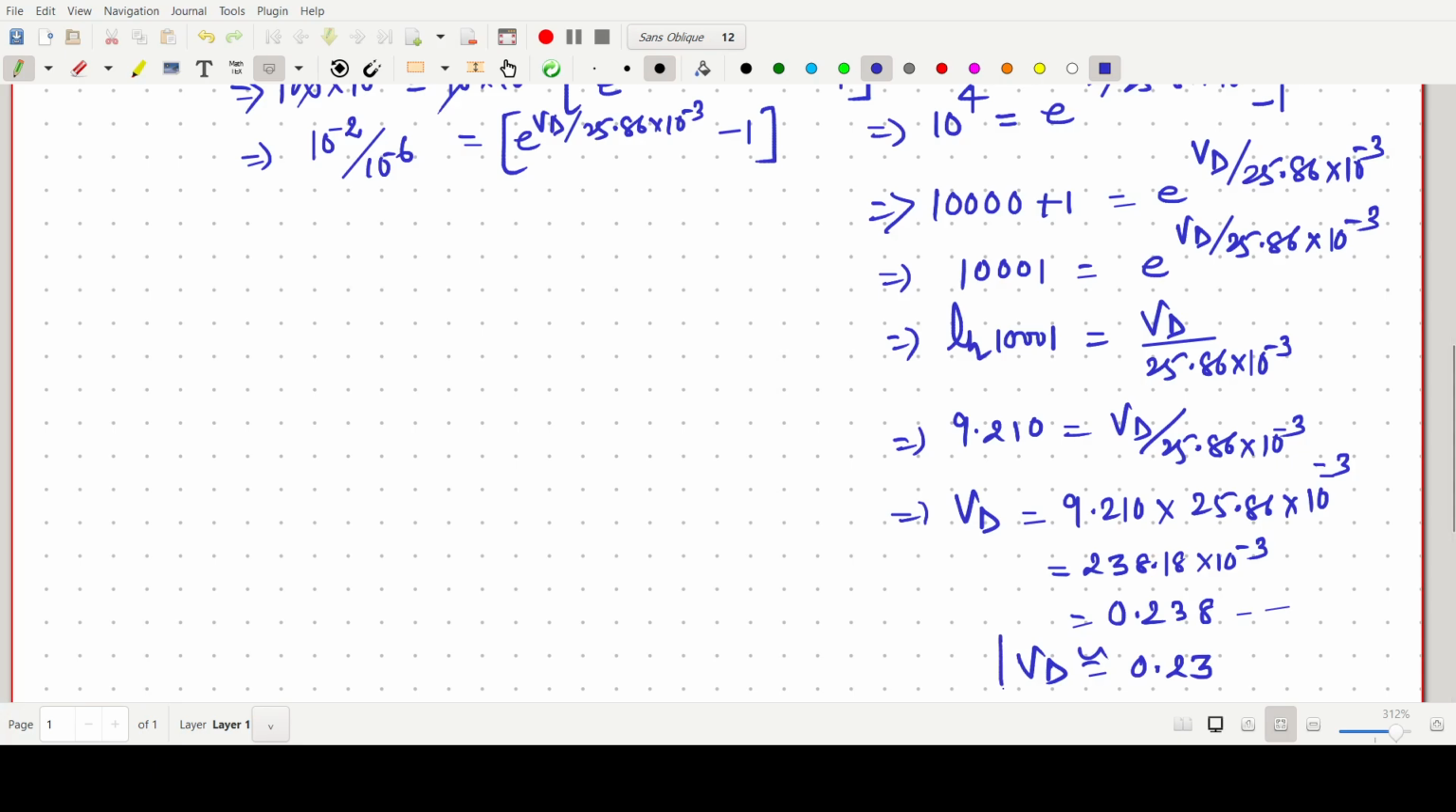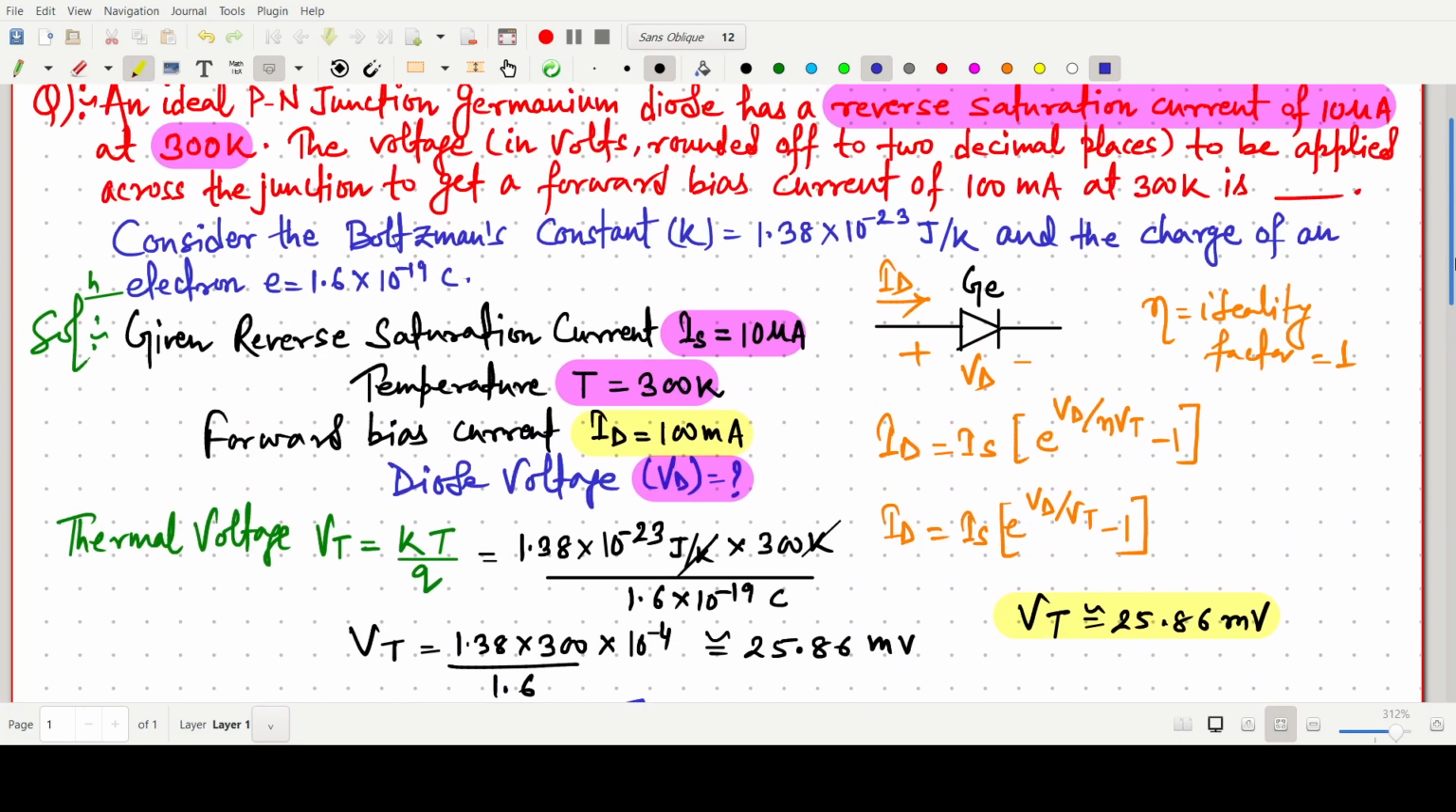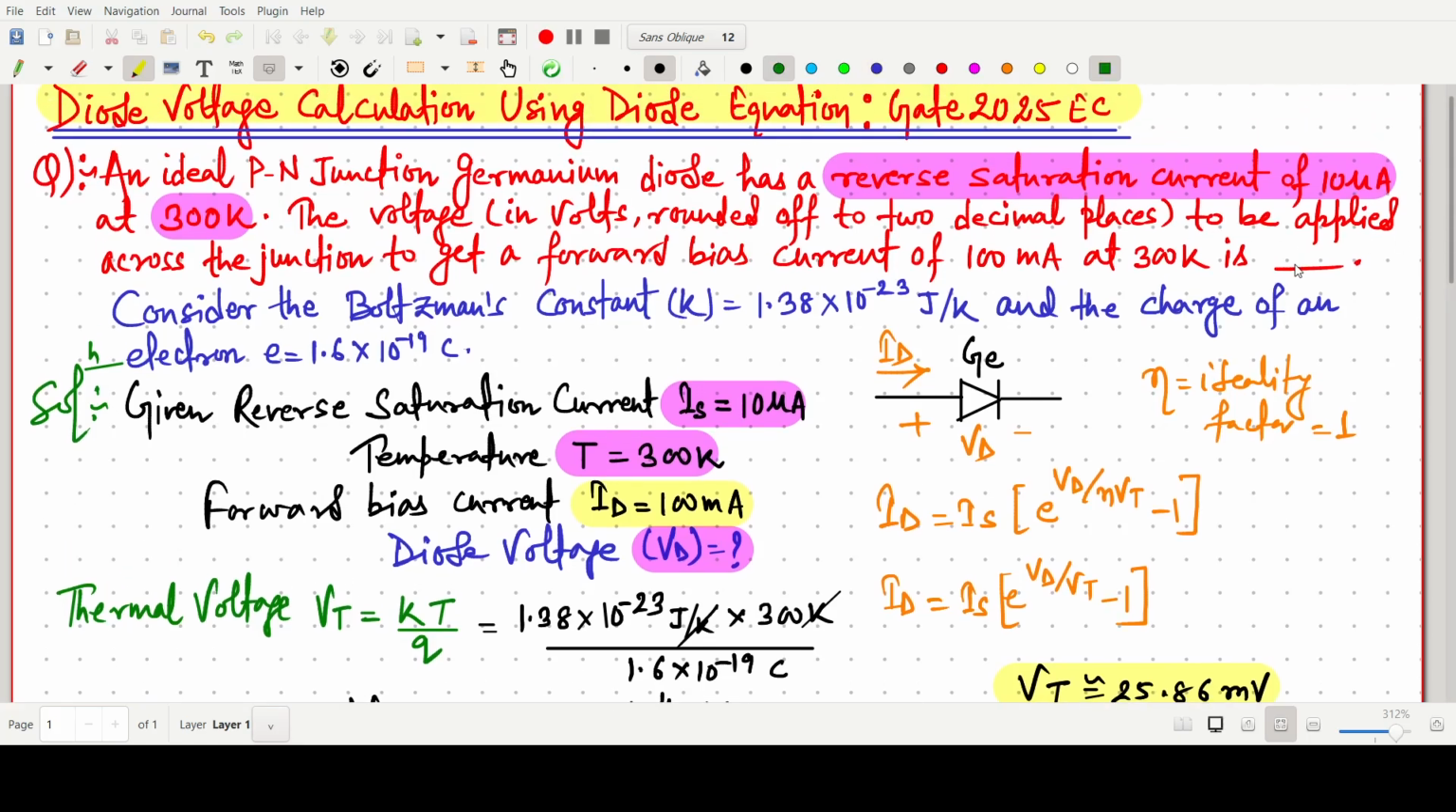So VD value we have calculated, it is just simply our 0.23. Voltage across the germanium diode will be 0.23. So the answer will be 0.23. Okay. This one is simple question, 0.23. Okay, it is in the volt, so no need to worry. It is in the volt. Okay, so that's why we have written like this, 0.23.